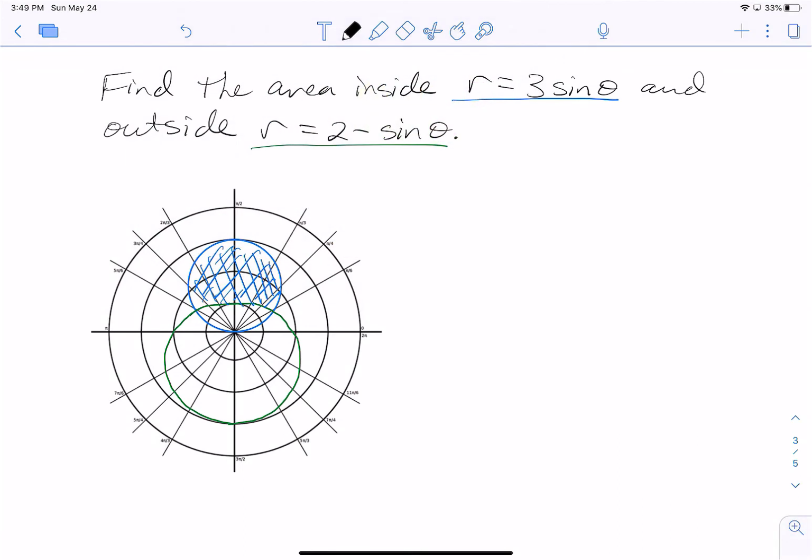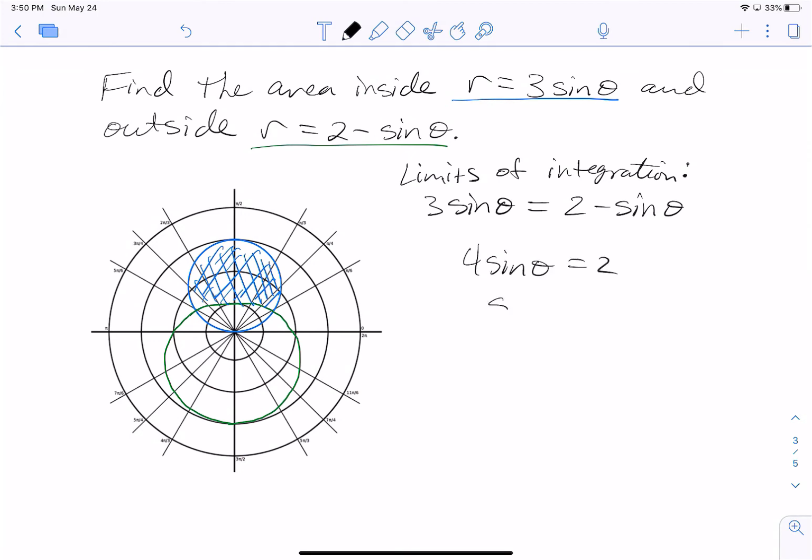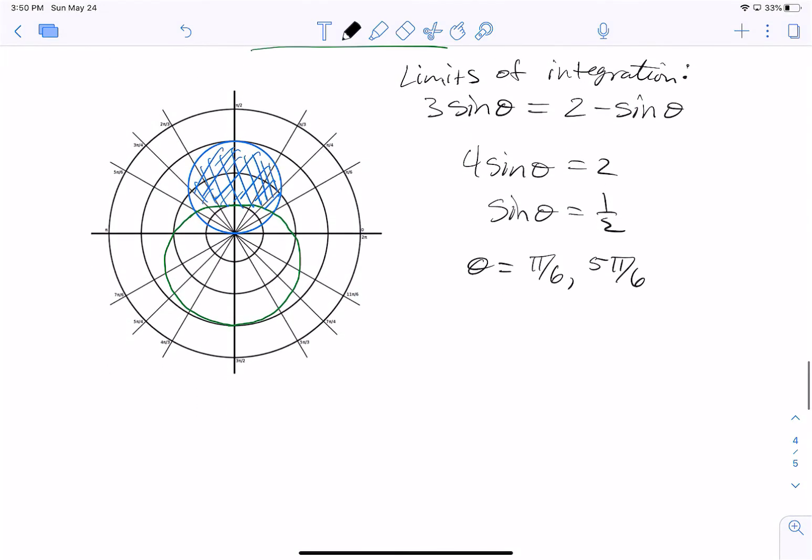So we need to set 3 times the sine of theta equal to 2 minus the sine of theta to find the limits of integration. Finding out the theta values where these two curves equal each other will give us those limits. So we've got 4 times the sine of theta is equal to 2, or the sine of theta is equal to 1/2. And as the drawing indicates, we do have theta equals pi over 6 and 5 pi over 6 as our limits, but we don't take it for granted by looking at the graph, right? We have to do this actual work to solve for theta.